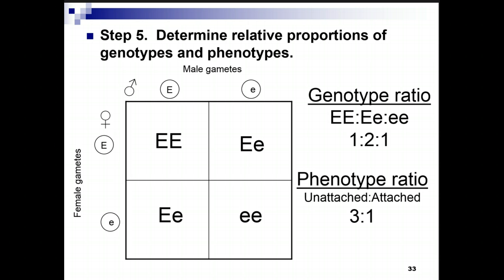The phenotypic ratio is where you discuss the phenotypes that you see and what their ratios are. In this case, the possible phenotypes are unattached earlobes and attached earlobes. In this case, there's a 3 out of 4 chance of having unattached earlobes, given by the homozygous dominant and the heterozygous conditions, and a 1 out of 4 chance of being homozygous recessive and having attached earlobes.